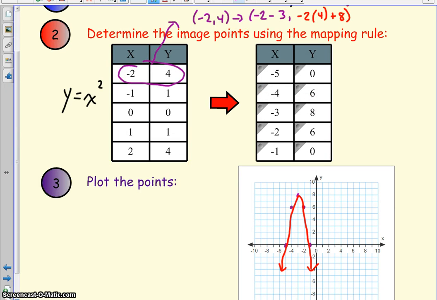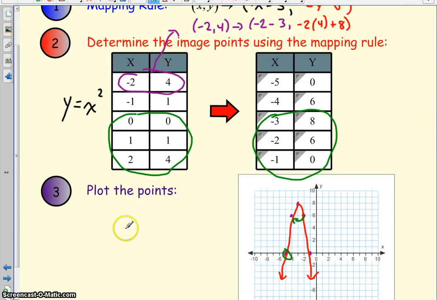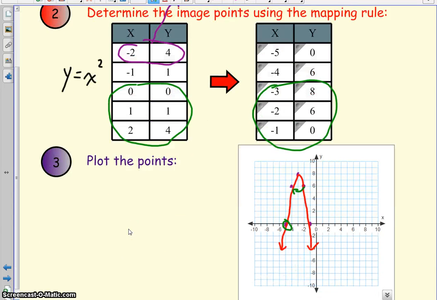One thing you may be able to do to save some time: you'll notice here that since parabolas have symmetry, you only really need to do these 3 image points to generate these 3 right here, and then you could use symmetry to determine the other ones. So let's say I only had -3, 8, -2, 6, and -1, 0. I could use symmetry to generate that point and that point as well. So just something to keep in mind if you're looking to save yourself some time. Okay, so let's move on.